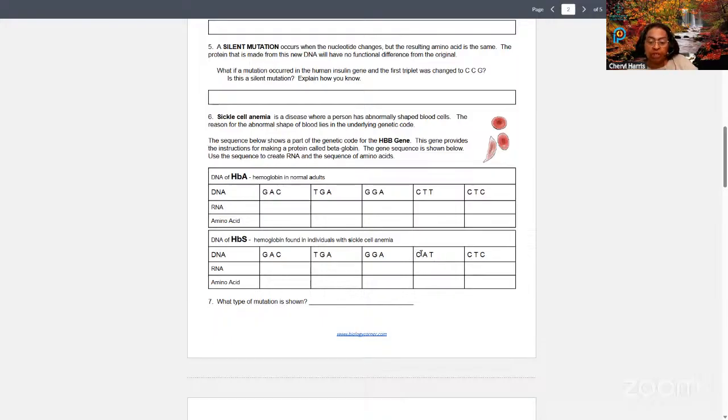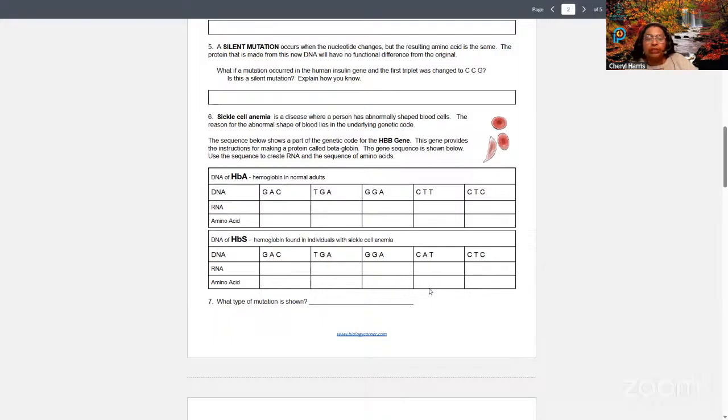How do we translate CAT, and what amino acid is that going to bring? Okay, thank you, Brooklyn. She said GUA, and what amino acid is that going to bring? Valine. Very good, very good. All right, so everybody should have that box filled in.